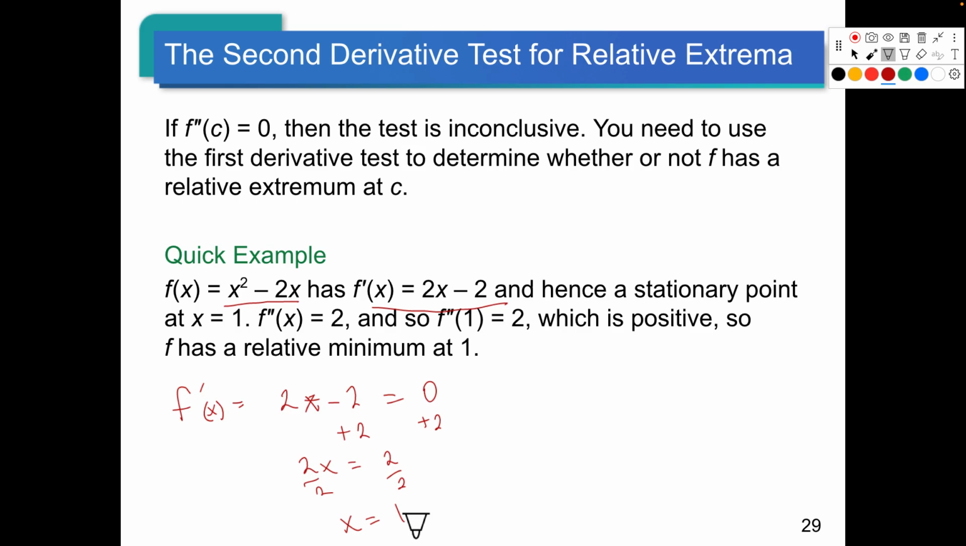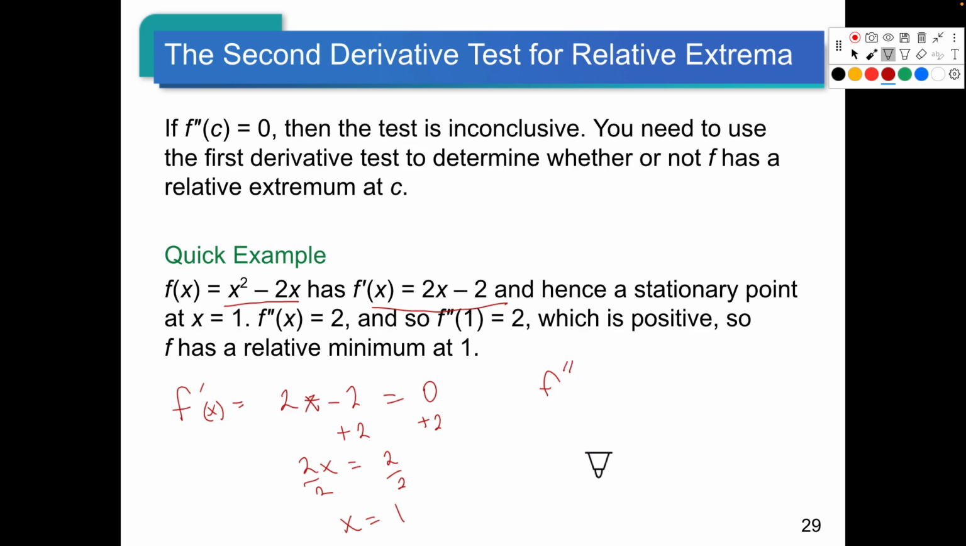So what does that tell us? We have either a maximum or a minimum. That's all it tells us. We don't know yet, unless we were to graph it. What would we need to find out to tell whether we have a maximum or a minimum?